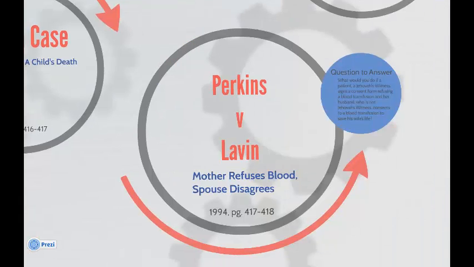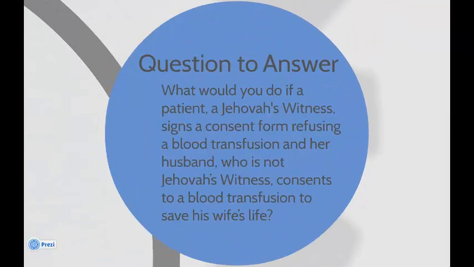A similar case was the Perkins v. Lavin case in 1994, where a mother refuses blood and a spouse disagrees. Question to answer: What would you do if a patient, a Jehovah's Witness, signs a consent form refusing a blood transfusion and her husband, who is not a Jehovah's Witness, consents to a blood transfusion to save his wife's life?